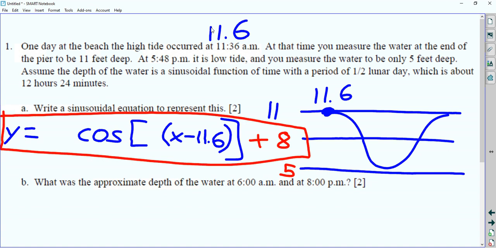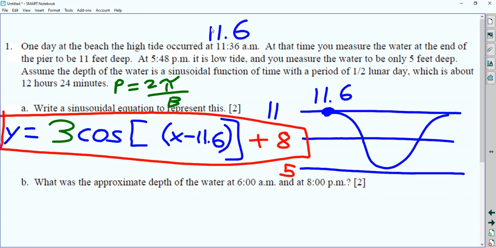Now, the other thing that tells us is the amplitude. How much is it going above and below the midline? How much does it go up and down from 8? 3. That's our amplitude. Then we need b, which comes from the period. Period equals 2 pi over b.